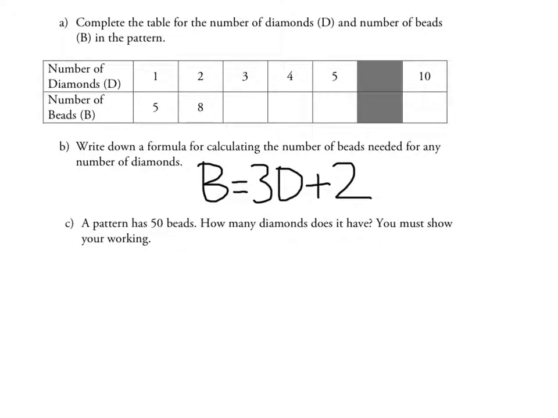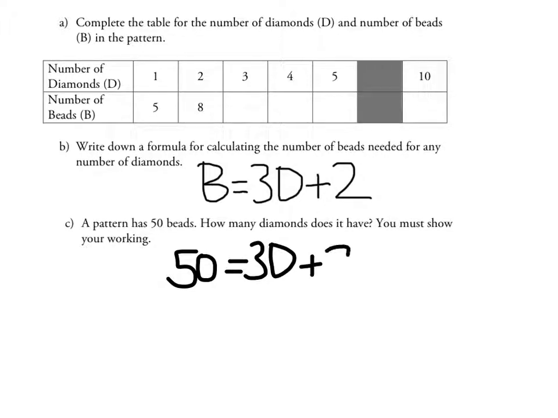Last part of the question, a pattern has 50 beads. How many diamonds does it have? So this time, we're not going to replace the D with the number, we're going to replace the B with the number because it's telling us how many beads. So I'm going to replace B with 50 and keep the right-hand side now the same.